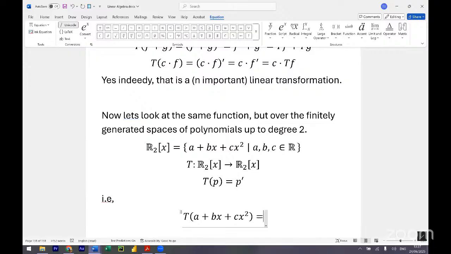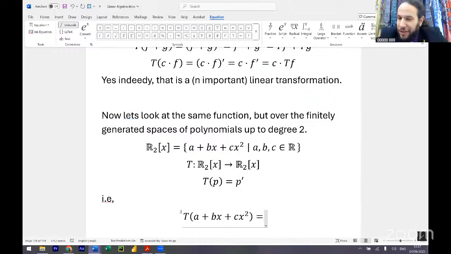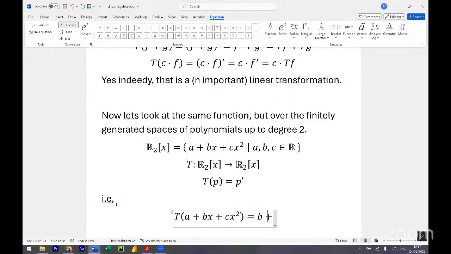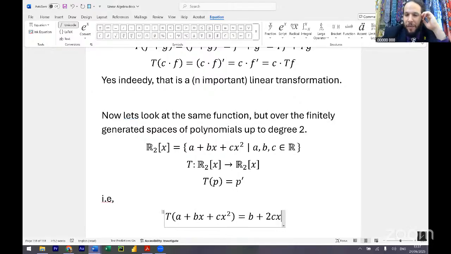The 0 plus the derivative of bx plus the derivative of cx squared. Yeah, so what is the derivative? Oh, plus 2cx. B plus 2cx, right?